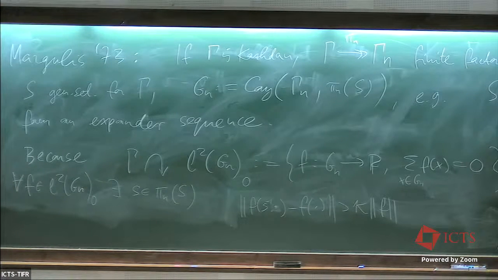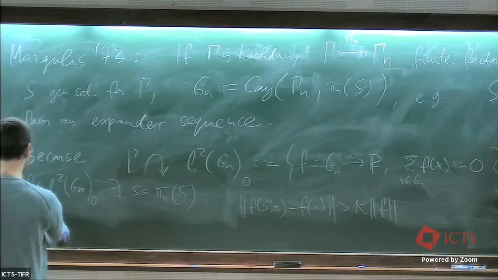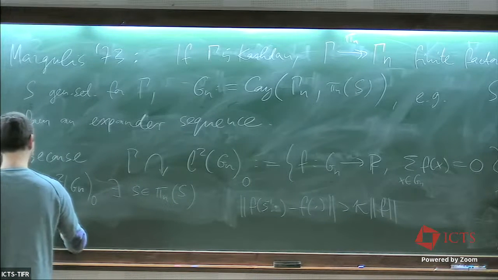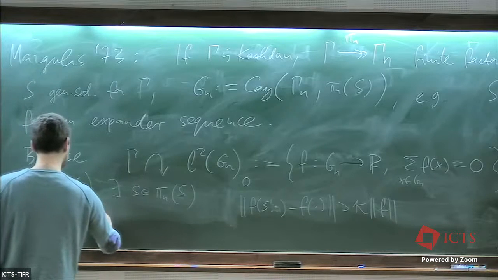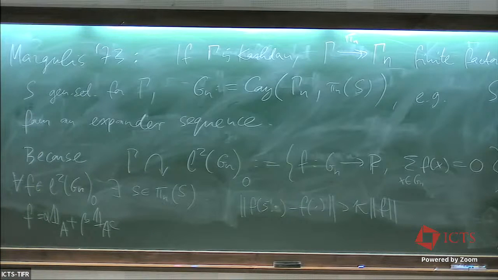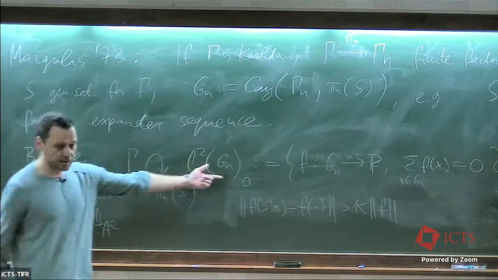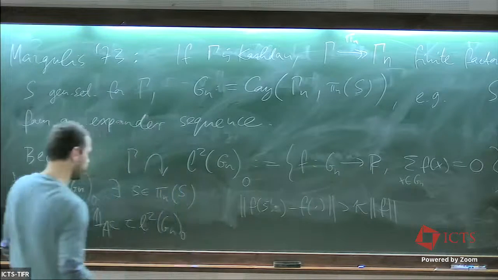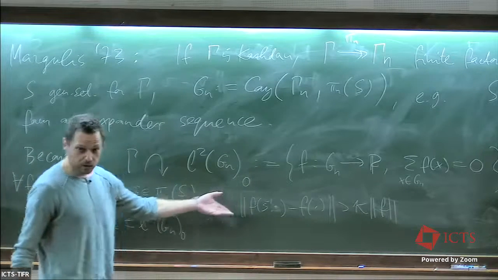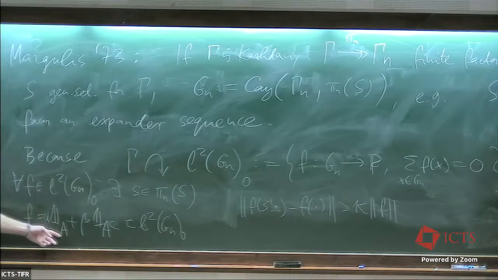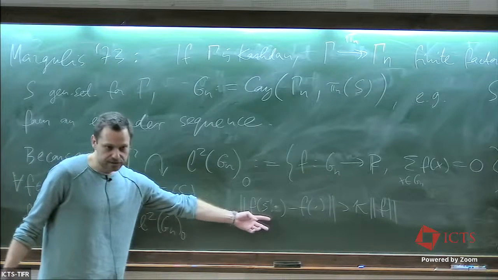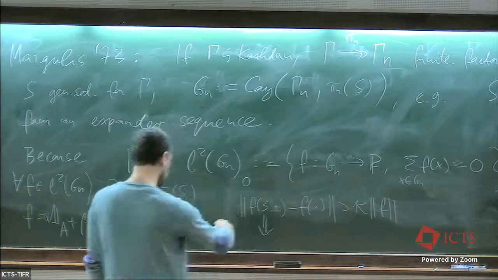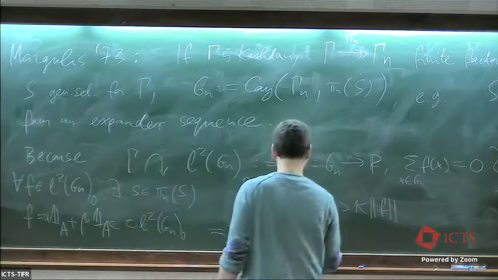Right, and this is for every f. So in particular, if we take f to be alpha times the indicator function of A plus beta times the indicator function of the complement, setting alpha and beta such that this is in this space, and applying this, you will find that the boundary of A already in the direction of S is big.